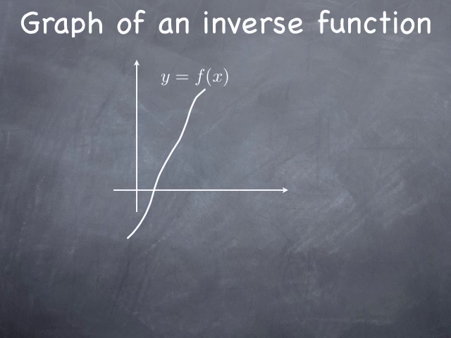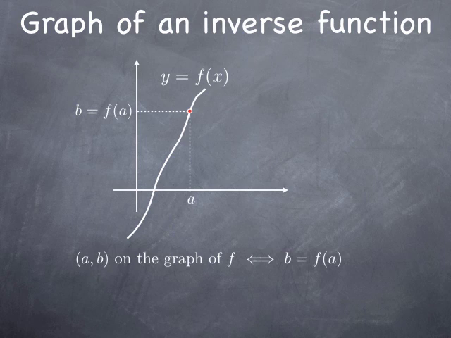Now let's take a look at what we can say about the graph of the inverse function if we know the graph of a 1-to-1 function f. If a point of coordinates (a, b) is on the graph of f, what that means is that b is equal to f of a, just like on the picture. But if f is 1-to-1, we can rephrase the equality b equal f of a as f inverse of b equal a. Saying that f inverse of b equal a is really the same as saying that the point of coordinates (b, a) is on the graph of f inverse.